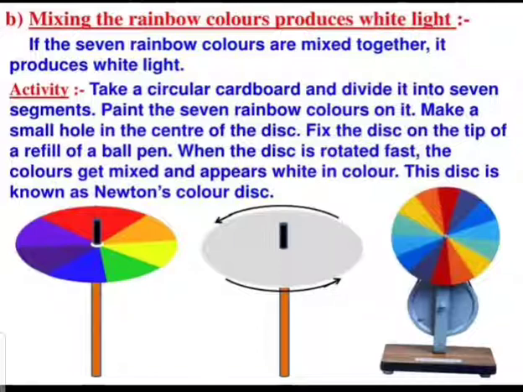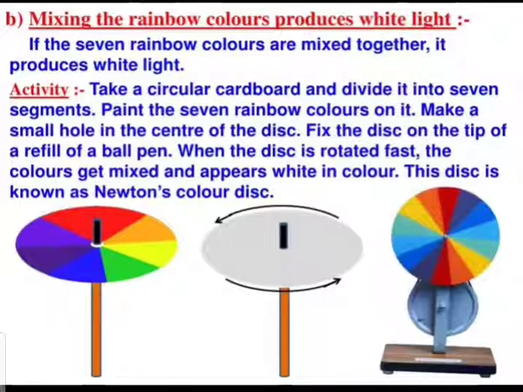Activity: take a circular cardboard and divide it into 7 segments. Paint the 7 rainbow colors on it. Make a small hole in the center of the disc. Fix the disc on the tip of a refill of a ball pen. When the disc is rotated fast, the colors get mixed and appear white in color. This disc is known as Newton's color disc.